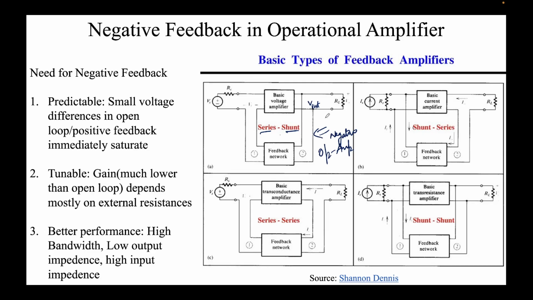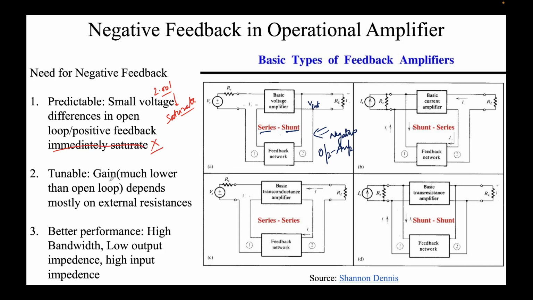Right. So why do we even need negative feedback? I told you, small voltage difference. I just calculated. If there is some noise and the voltage is 2.001, it will immediately saturate. Negative feedback can protect us, so there will be no immediate saturation. This will not happen for negative feedback circuits.